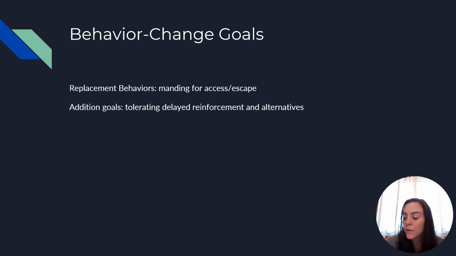Once the behaviors of concern and their respective functions were identified, behavior change goals were put into place. The goals created for this client to function as replacement behaviors were manding for access to preferred items and activities and for escape, such as saying break or all done. In addition, goals were created for accepting delayed reinforcement as well as accepting alternatives.